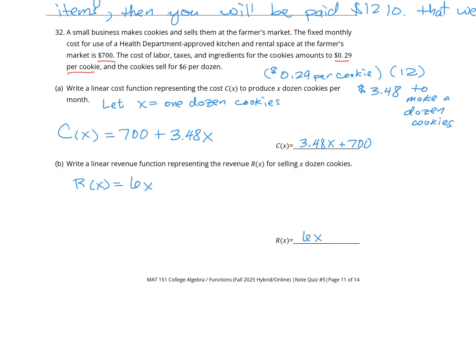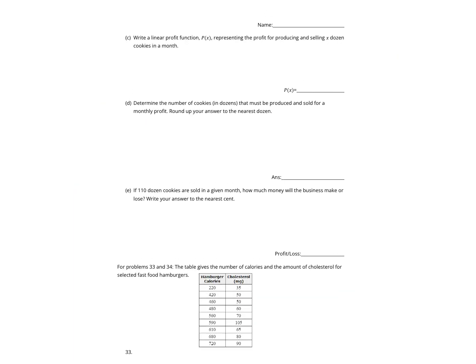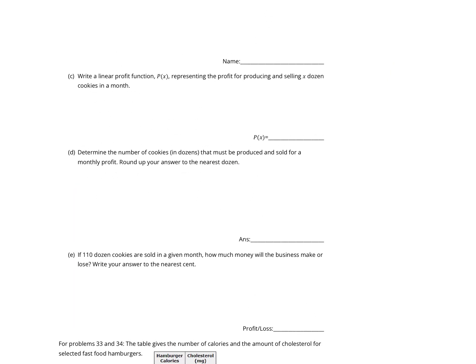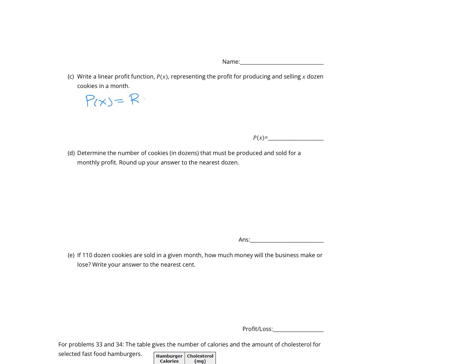Now the next thing we're going to do is talk about the profit function. And we know that profit is always the difference between the cost you're paying out and the money you're bringing in. So for this problem, we find our profit function. It always has the formula of P of x is equal to R of x minus C of x. Again, your profit is the difference between revenue and cost you're paying out. So for our problem, the revenue we know is $6 per dozen.